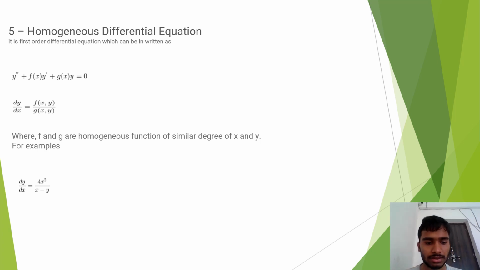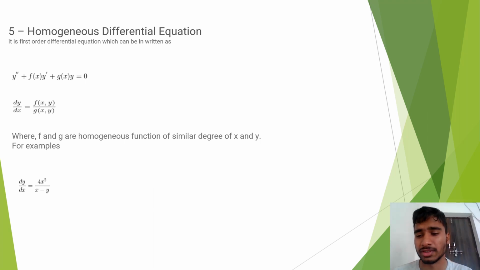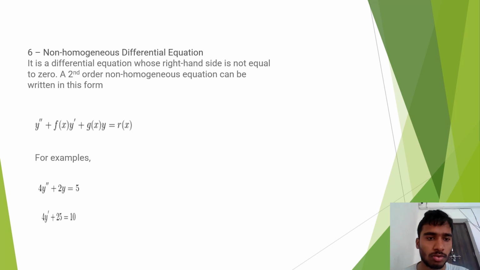Let's go to the sixth type of differential equation. This is the last differential equation that we are going to be discussing, and we will move on to the next slide. That is the non-homogeneous differential equation. It is a differential equation whose right hand side is not equal to 0.